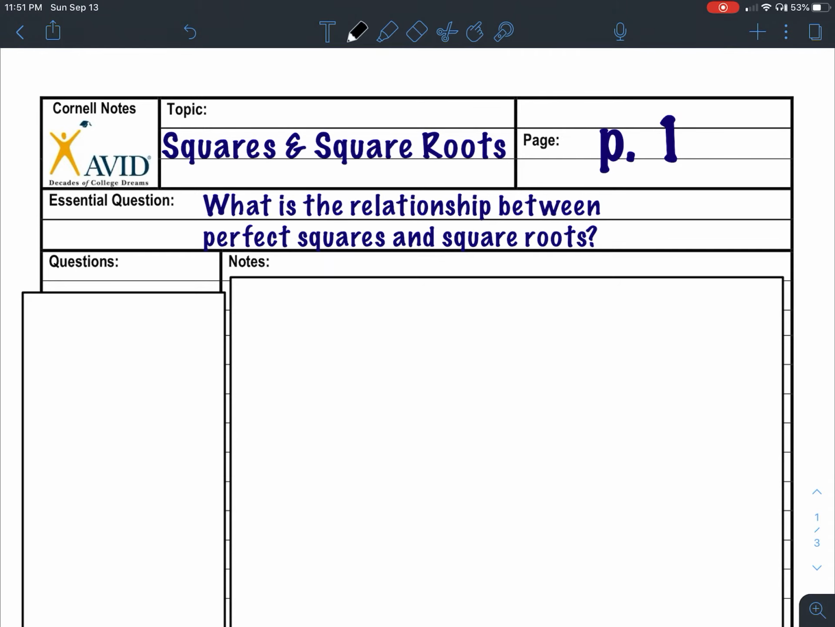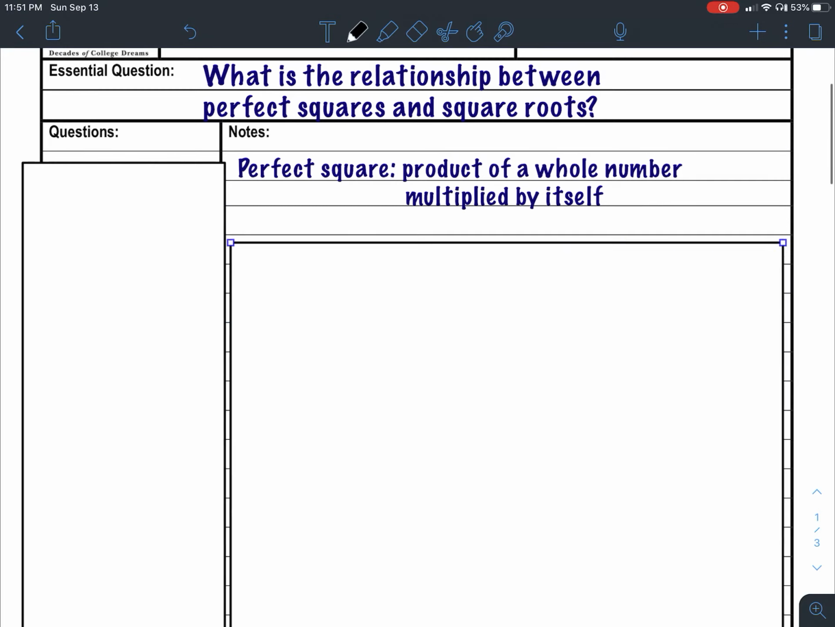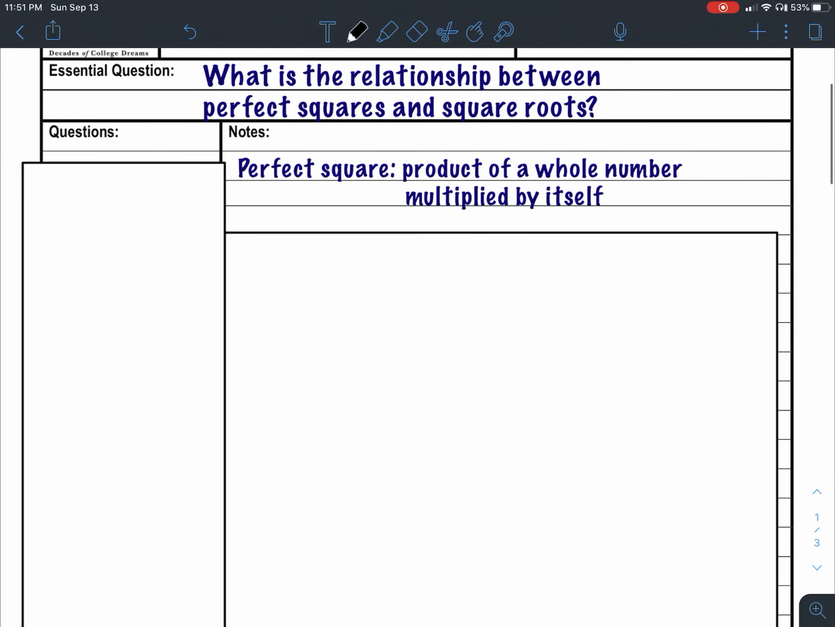Now, our starting point is going to be figuring out, first of all, what is a perfect square. A perfect square is the product of a whole number multiplied by itself. An example of this would be a whole number, 5, multiplied by itself. 5 times 5 is 25. So 25 is a perfect square because a whole number multiplied by itself is 25. And this works for every whole number.